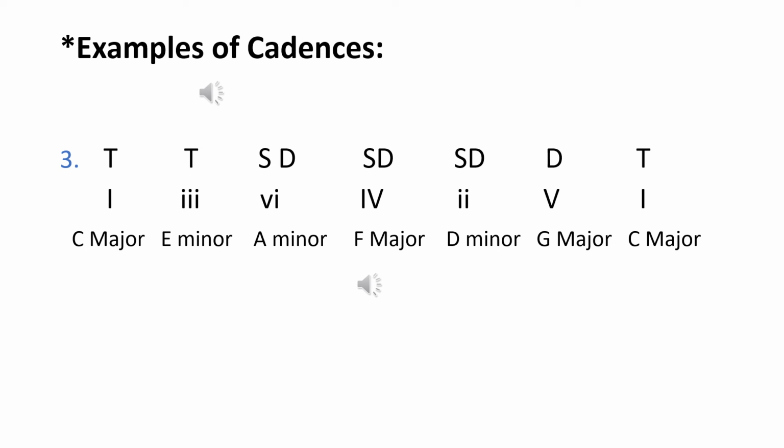In the third example, it's a little longer than the first two, so we're going to double the tonic and then triple the subdominant and then dominant and tonic. So we have 1, 3, 6, 4, 2, 5, and 1. So C major, E minor, A minor, F major, D minor, G major, and C major.